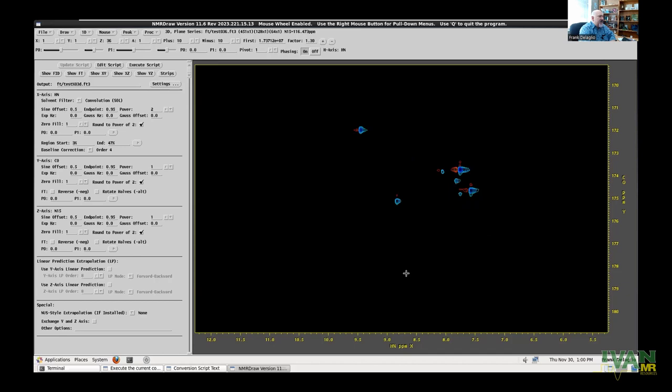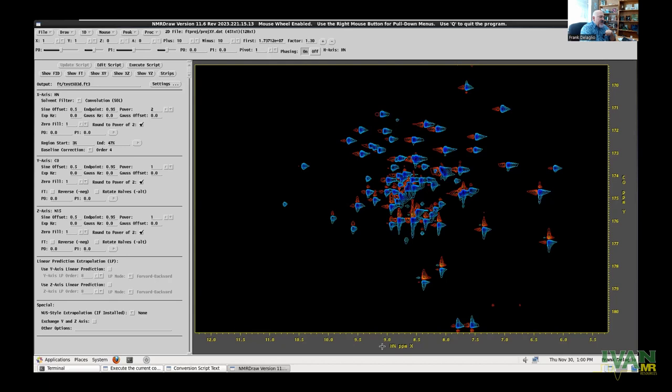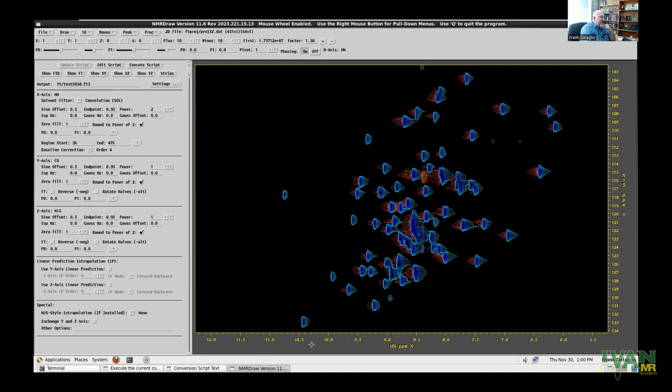which you can do, and it's useful in some ways, but a better way to view the result of a 3D transform to get an idea of whether processing was successful is to use these buttons that will show 2D projections. So this shows the projection in the XY dimension, which in this case is proton and carbon. This shows the projection in the XZ dimension, which is proton and nitrogen.